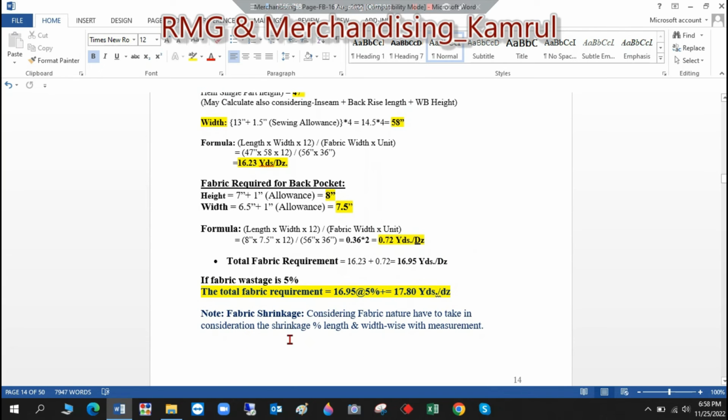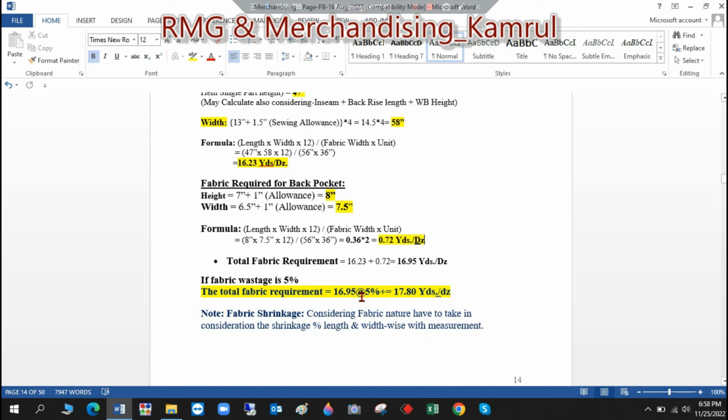And another important thing you have to keep in mind is fabric shrinkage. Different types of fabric have different shrinkage wastage. I mean denim fabric, twill fabric, open fabric, different types of fabric are there. And if we consider the wash, different types of wash also. So considering the fabric characteristics and different types of wash, there is some shrinkage also, so you have to keep in mind about the shrinkage, and you have to also consider that shrinkage with this measurement, length and width wise, then you will get the final full consumption.